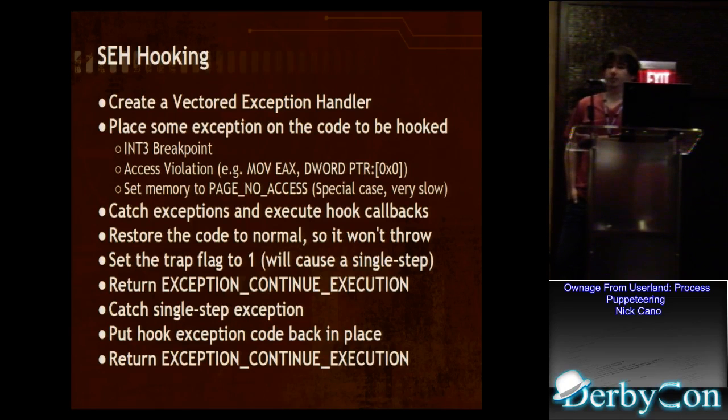You can catch those exceptions, execute whatever callbacks or code you want, and then restore the code to normal. You take out your exception. Then you set the trap flag, which tells the operating system to execute this one operation and then jump back to the exception handler. That allows you to put your exception back in place, so whatever was there before gets executed properly, and the exception is in place for the next time around. So you set the trap flag, return continue execution, catch a single step exception when it comes back, put it back in place, and then continue execution. The program goes on like nothing happened.